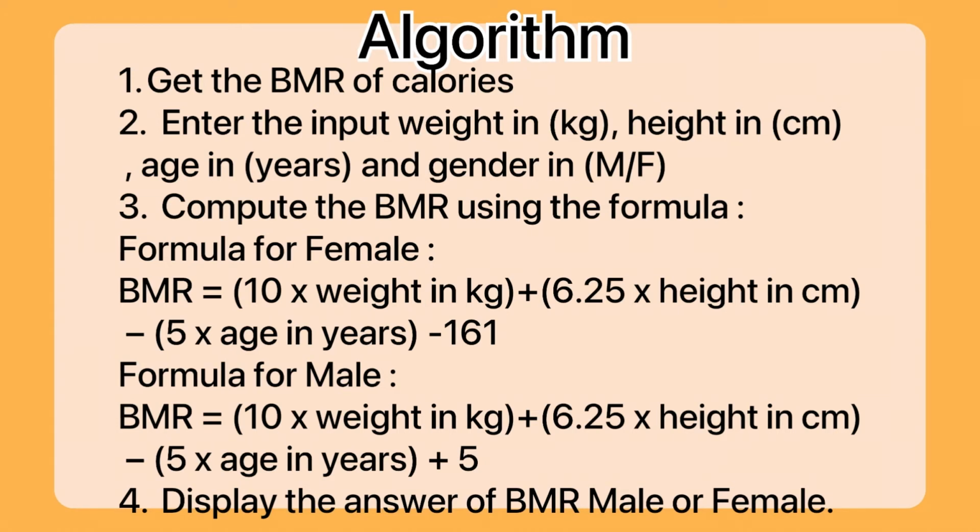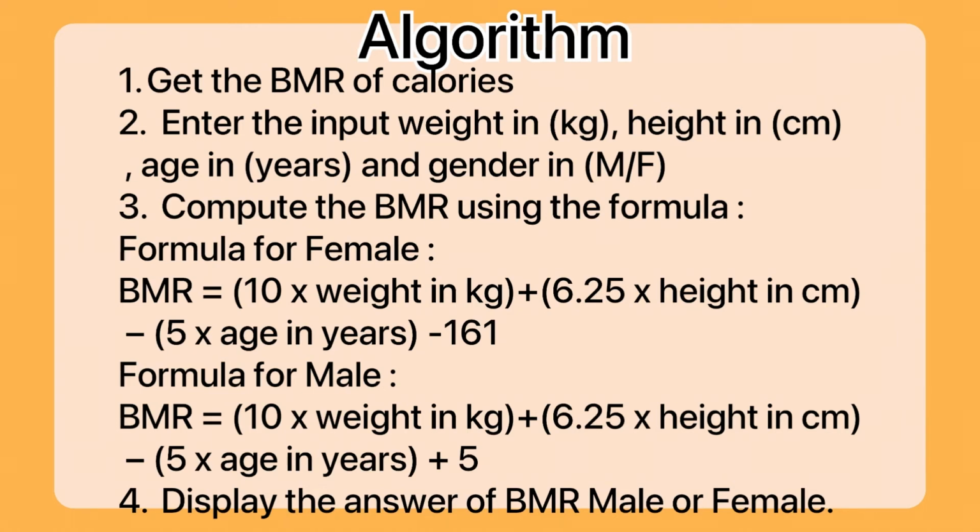So first I need to enter the input: weight in kg, height in cm and age in years, and also gender, M to state male and F to state female. Then compute, which is calculate BMR using the formula. The formula for the BMR, as stated in the slide, is 10 times weight in kg plus 6.25 multiplied with height in cm minus 5 times age in years, and then minus 161.